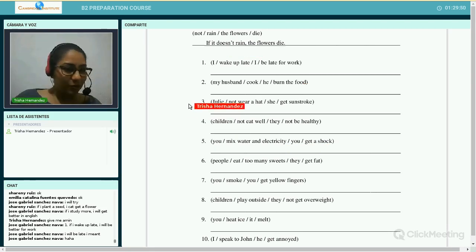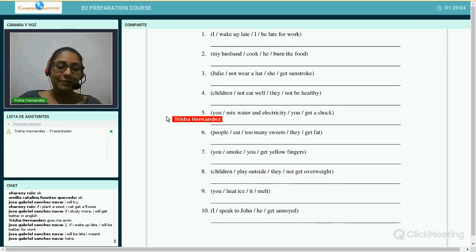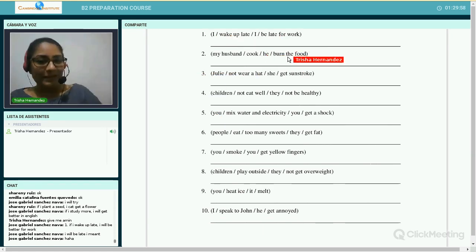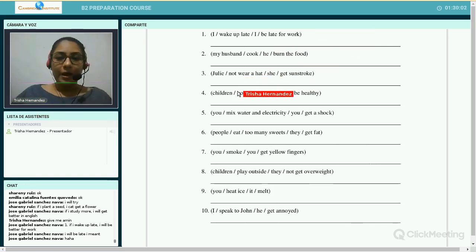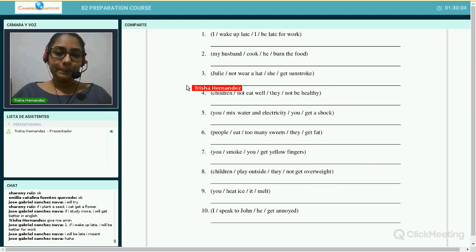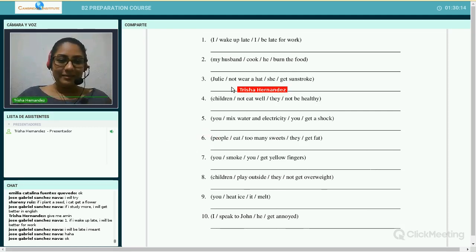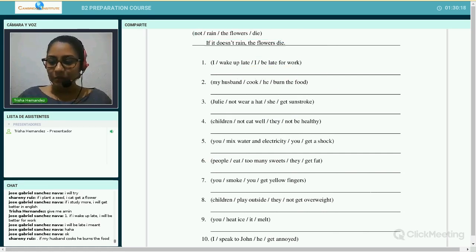If it doesn't rain, the flowers will die. This is a general truth. It will happen. If it doesn't rain, the flowers and everything die. And you already did an example, right? If I wake up late, I'm late for work. Because this is zero conditional. Remember that it's present and present. You see? The flowers died.